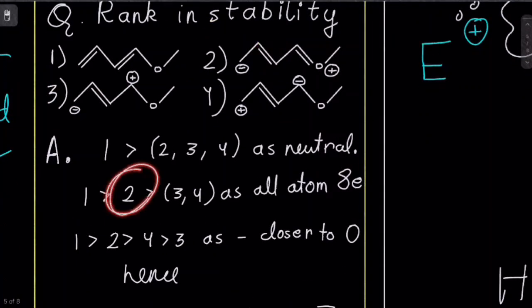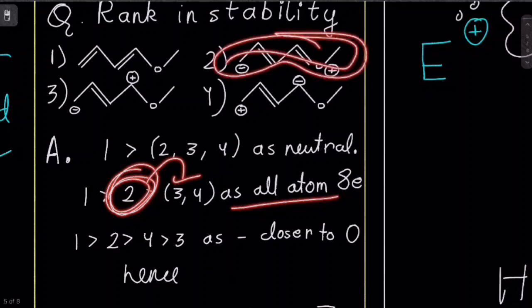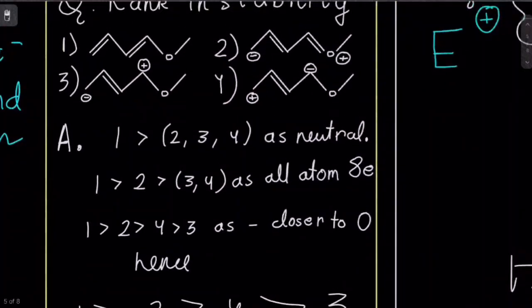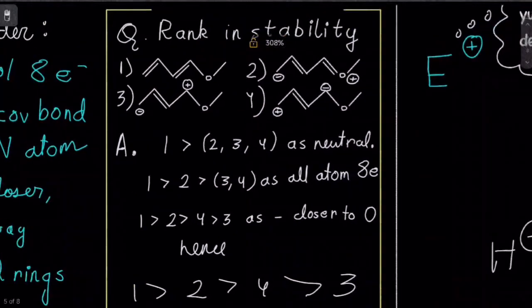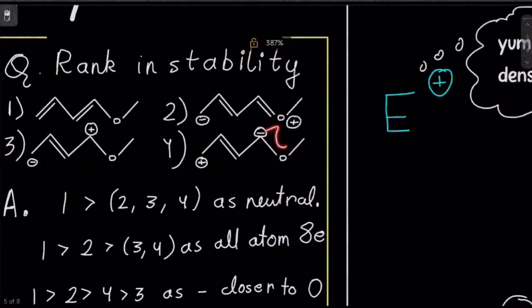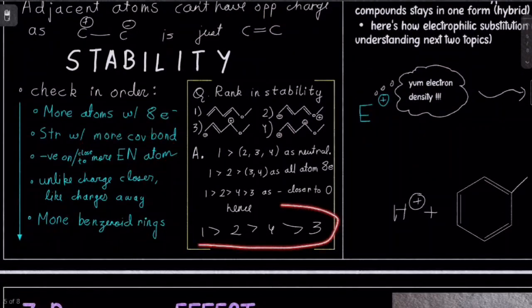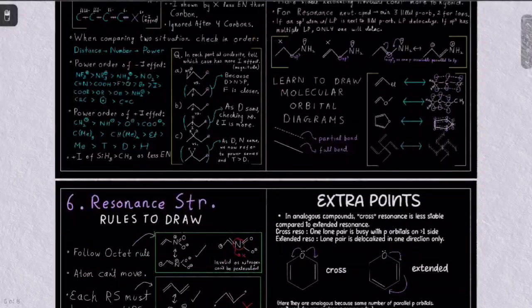Then we see that 2 is more stable than 3 and 4 because all of its atoms have 8 electrons while these do not, because this is 6, this is 6. And finally, we see that 4 is more stable than 3 because here the negative charge is closer to the more electronegative atom, just like we saw. And this means 1, 2, 4, 3 is the correct answer.